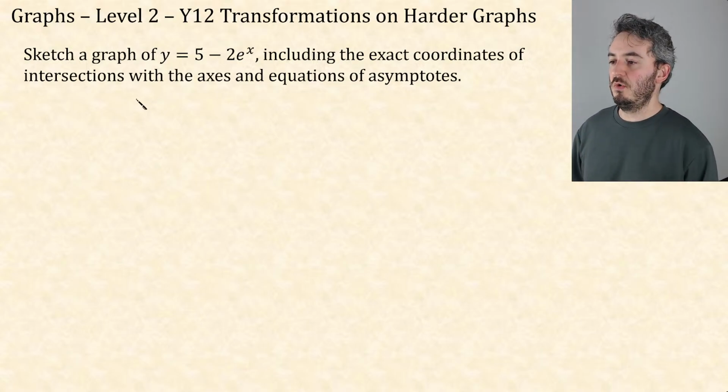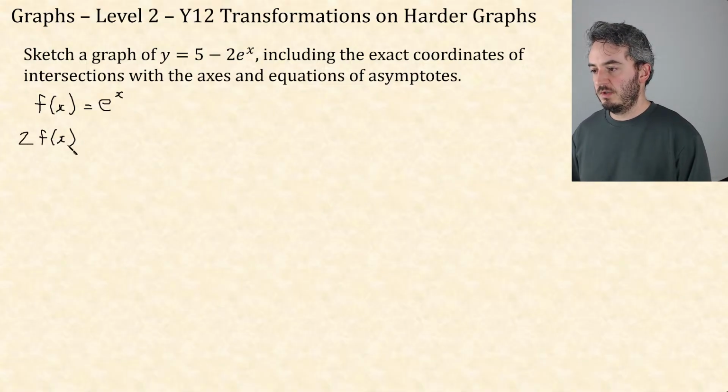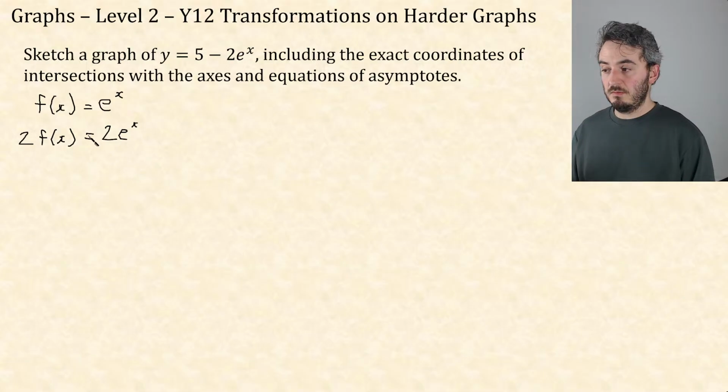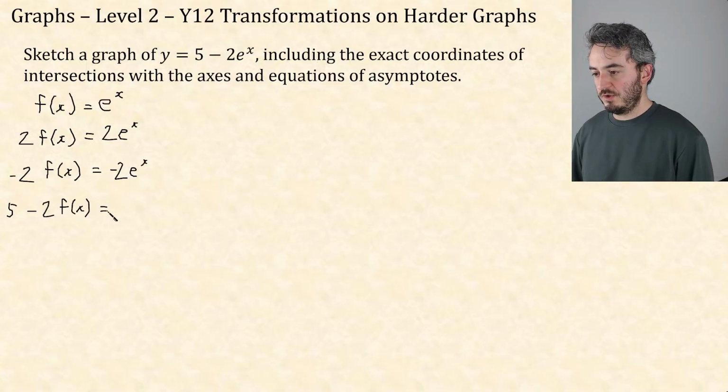Some people are able to just jump straight to this, but I wouldn't recommend it. I would think of this as a sequence of transformations. I'd start with the basic building block, e to the x, and then think what actually happens to it. Well, it gets doubled, so that's a stretch. This question is not asking for a sequence of transformations, so I'm not going to bother writing this, but mentally note that that's a stretch in the y direction. Then a negative on the outside, so that's a reflection in the x-axis. Then we're adding 5 to it, and that's a translation in the y direction.